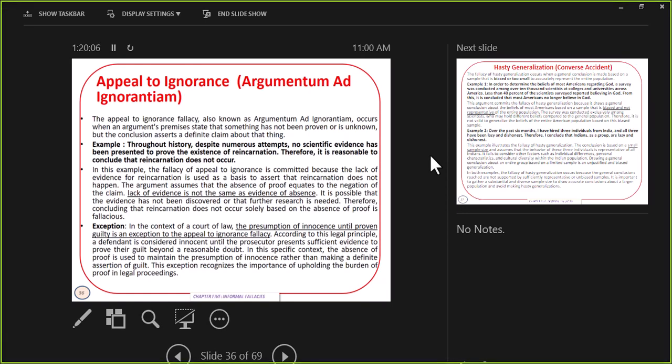But we do have certain exceptions in the context of courts of law. Presumption of innocence until proven guilty is an exception to the appeal to ignorance fallacy. According to this legal principle, a defendant is considered innocent until the prosecutor presents sufficient evidence to prove their guilt beyond reasonable doubt, right? The person may have committed the crime, but the court may consider the defendant as not guilty even though he or she committed the crime, right? This is a direct exception to the appeal to ignorance fallacy. The premise asserts as if nothing has been proved, but the conclusion asserts as if it is directly proven, right?